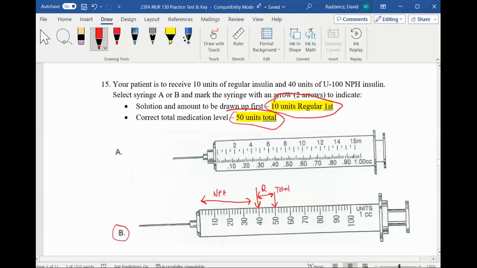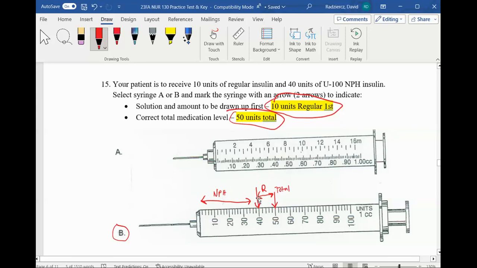All right. So 15 is right there. So a couple takeaways. Remember, when you're marking your syringe, first of all, what I wrote up here, where it says solution and amount to be drawn up first and correct total medication level. If you're on a paper test, I highly recommend that you just write what you know is the right answer. Where students are missing this question is just with marking the syringe.